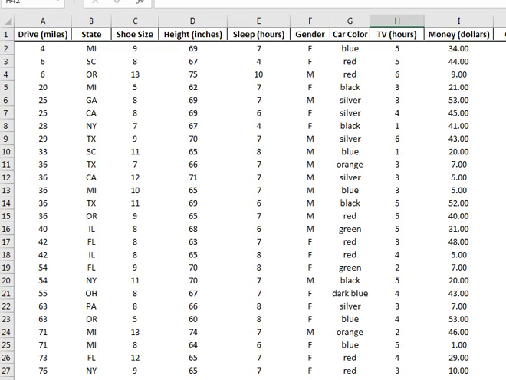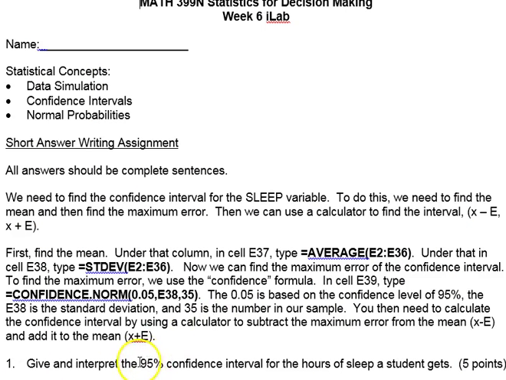We create our confidence interval using mathematics and statistics, so it's very precise and it's not a guess or an estimate in the sense that we're just hoping it's correct. We're going to be able to say with 95% confidence that the interval of numbers we create here really does contain the true population average for the hours of sleep.